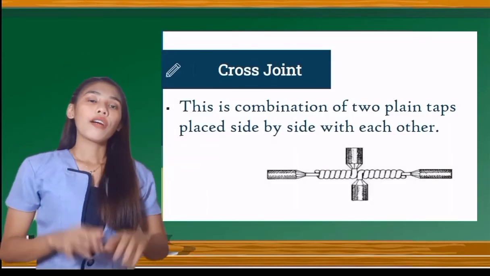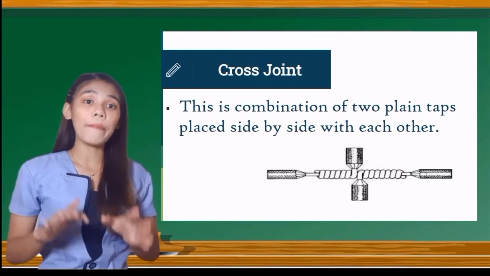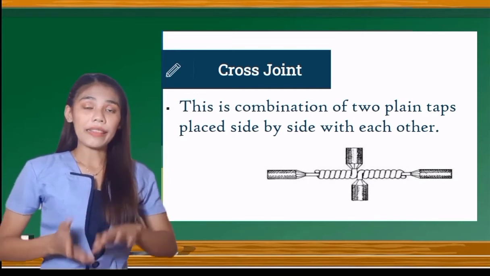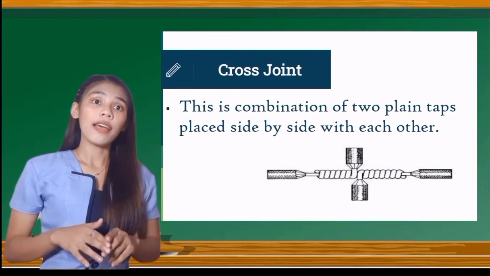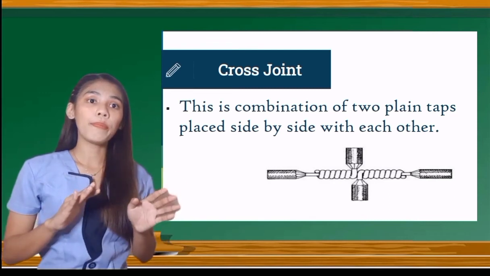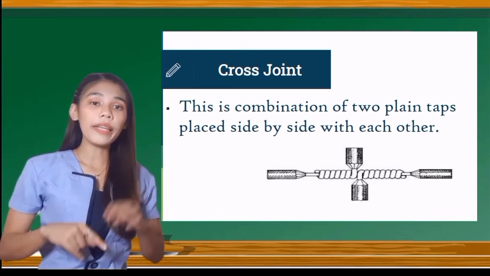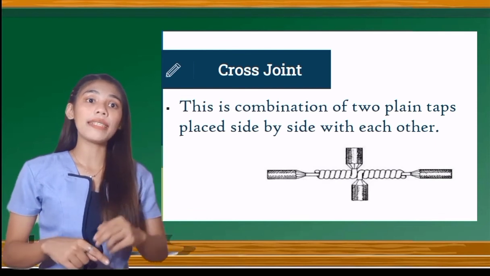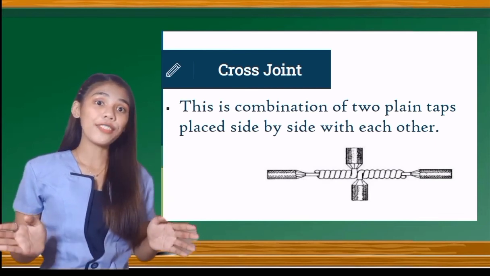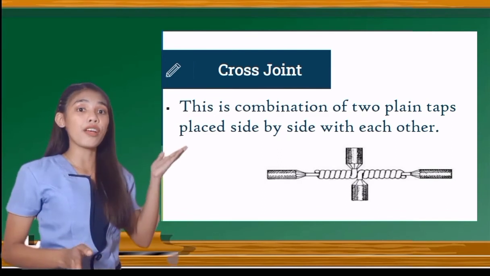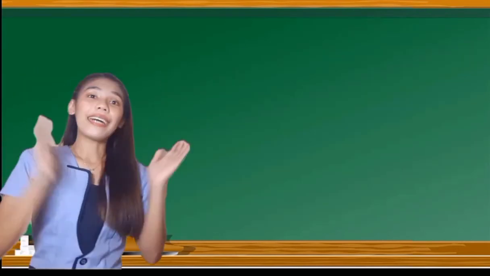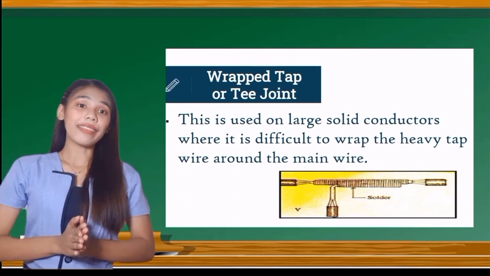So, cross joint has the same application as the plain tap. The only difference is that this tap is a combination of two plain taps placed side by side with each other. So this is the cross joint. And the last one is the wrap tap or the T-joint.